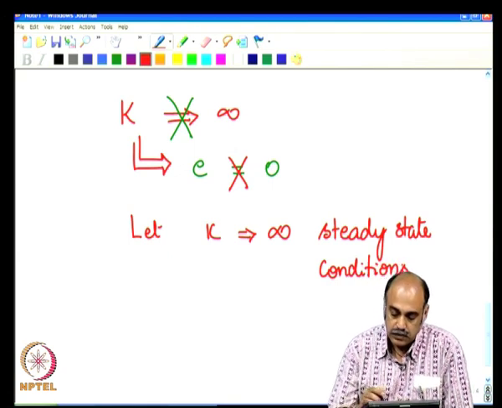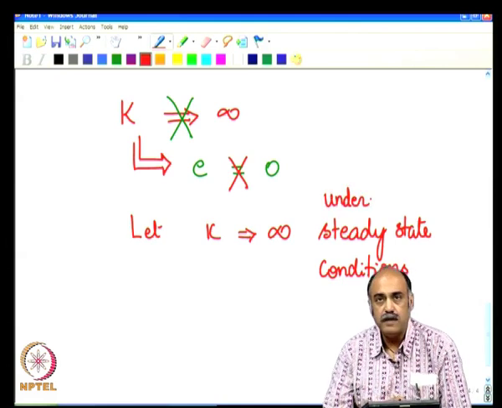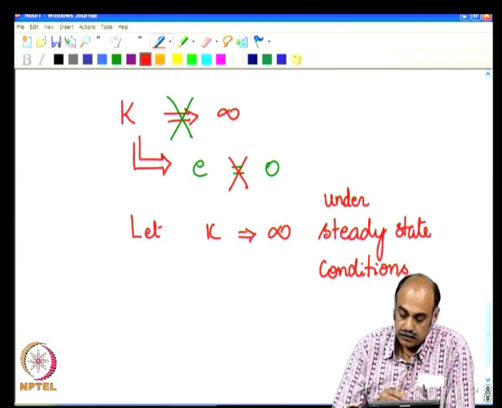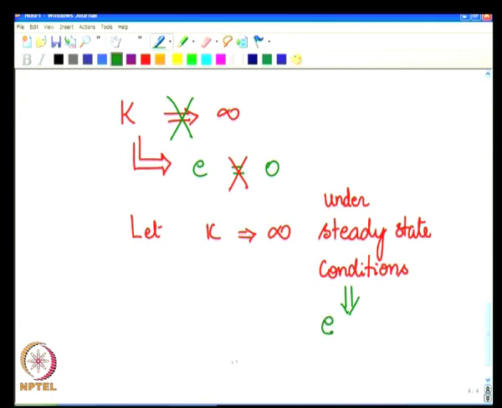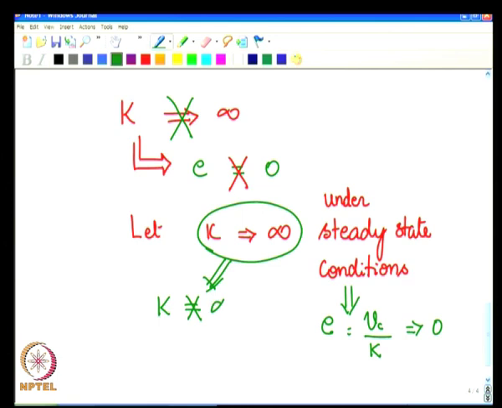So, under steady state conditions, can we set k to infinity, which means that under steady state conditions, if we are able to set k to infinity, E, which is equal to the control voltage by k, will get set to 0. So, steady state accuracy is achieved. However, during dynamics, we relax this condition. K is not equal to an infinite value during dynamics or transients.